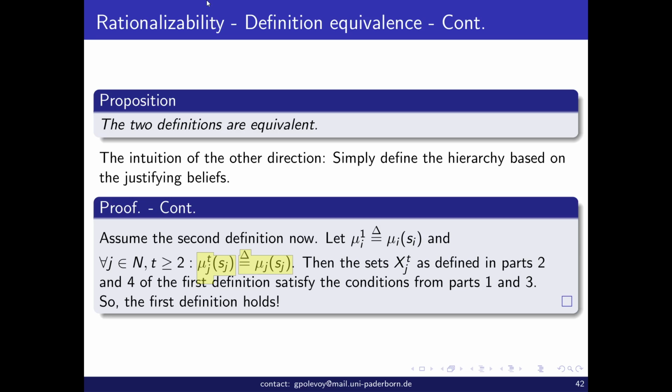And now the sets, the infinitely many sets Xtj, are defined as in parts 2 and 4 of the first definition. So all the actions which are required for the support of those distributions. And then the conditions from parts 1 and 3 hold. So the first definition holds, assuming the second definition.